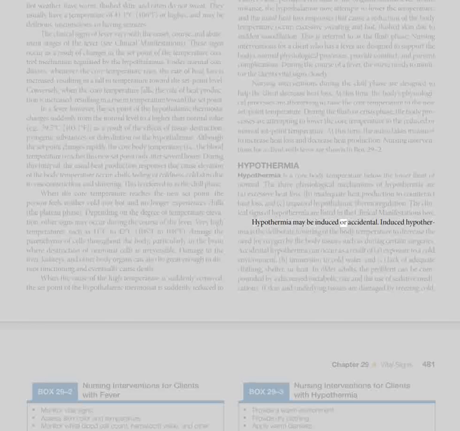Hypothermia may be induced or accidental. Induced hypothermia is the deliberate lowering of the body temperature to decrease the need for oxygen by the body tissues, such as during certain surgeries. Accidental hypothermia can occur as a result of: A. Exposure to a cold environment, B. Immersion in cold water, and C. Lack of adequate clothing, shelter, or heat. In older adults, the problem can be compounded by a decreased metabolic rate and the use of sedative medications. If skin and underlying tissues are damaged by freezing cold.